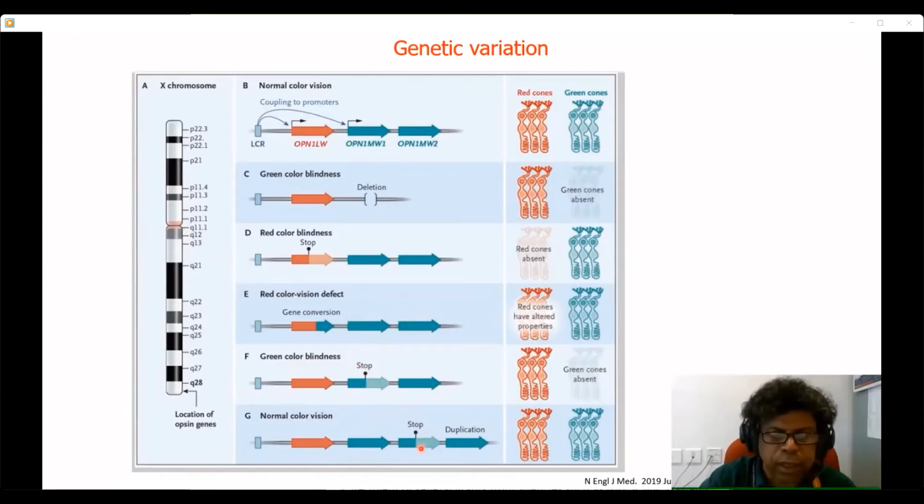And sometimes the second MW2 gene will not express, and it will stop expression halfway through. But if there is one more copy of the gene that is duplicated or expressed, you could have both red cones and green cones present, and will have a normal color vision. So this is a classical example of how genetic variations lead to color blindness, particularly the mutation of the opsin gene.